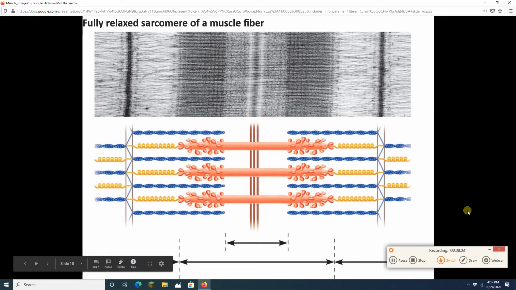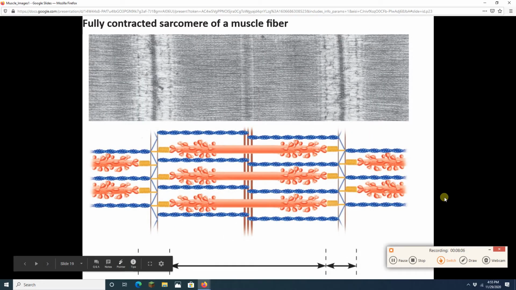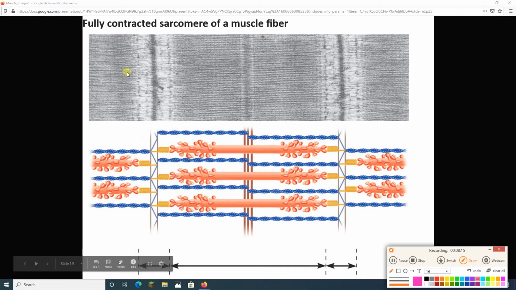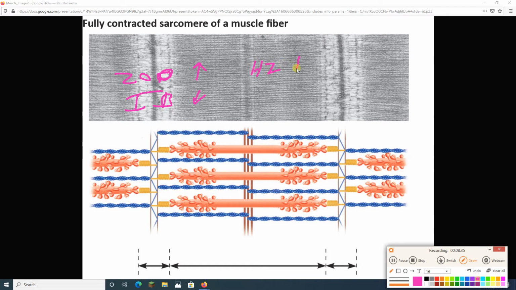So this was the relaxed fiber. This is one that is now contracted. Look at how much more overlap we have. The zone of overlap got bigger. The I band is tiny now. The I band got smaller. The H zone disappeared. The H zone got smaller. It's no longer even there.